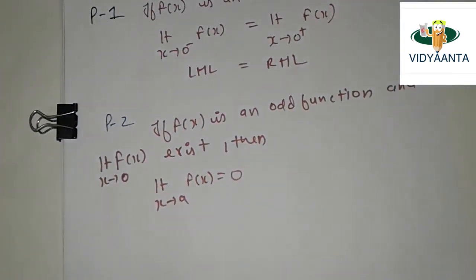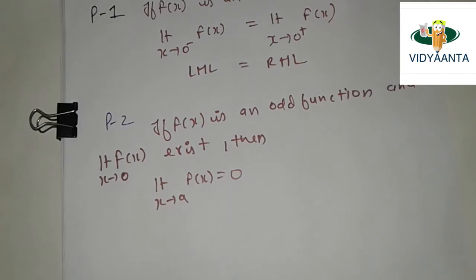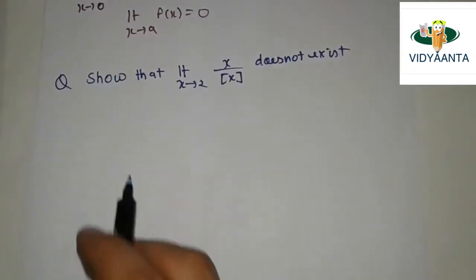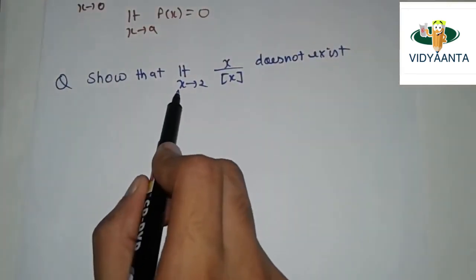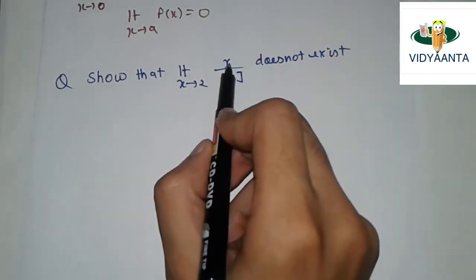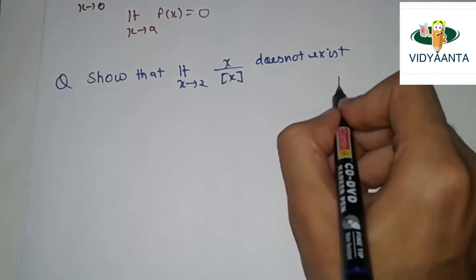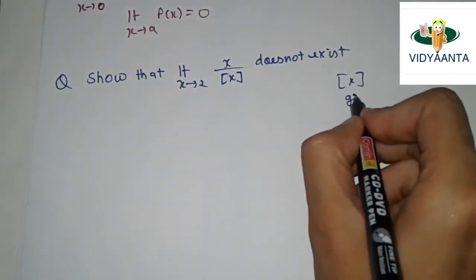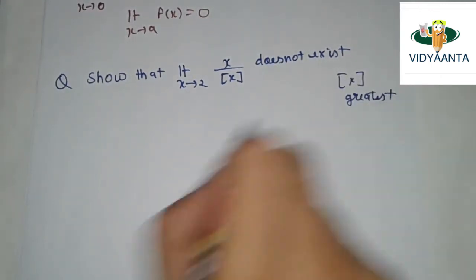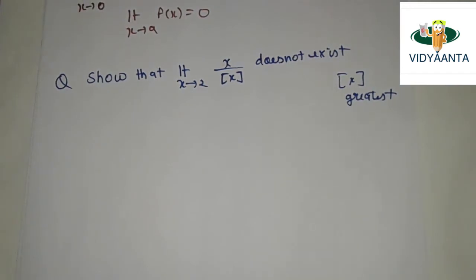Okay, these are the two main properties. I have told you about the greatest integer function and the existence of limits. Now I will give you some questions. Here our given question is the limit of x tends to 0 of x upon greatest integer of x. Here this [x] is the greatest integer function. In this lecture I have told you about the concept of the greatest integer function.